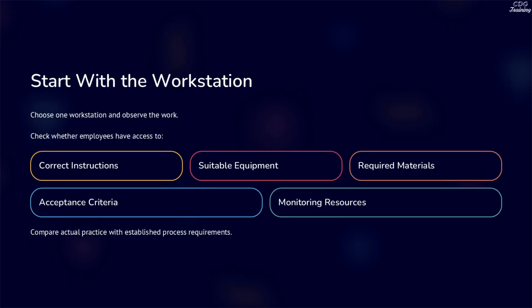Begin by selecting a workstation and observing the work. Check if employees have access to correct instructions, suitable equipment, required materials, acceptance criteria, and monitoring resources. Compare actual practice with established process requirements.